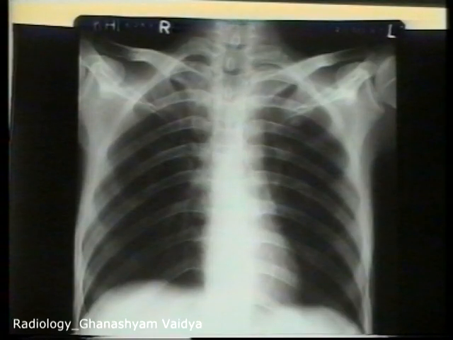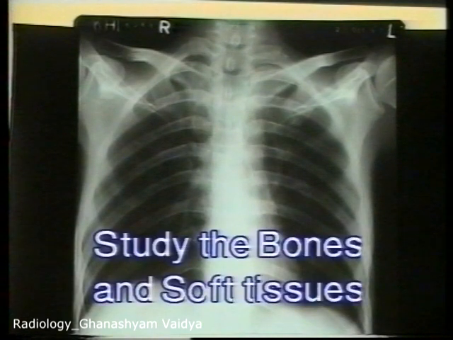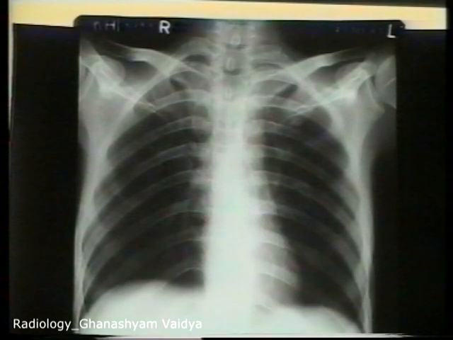After studying the lung fields and the heart, inspect the bones, first the ribs for crowding, spreading and bony lesions, then the clavicles, scapula and shoulder joints. Lastly, study the soft tissues, the muscles, the subcutaneous tissues of the chest and the neck, and in females, the breasts.